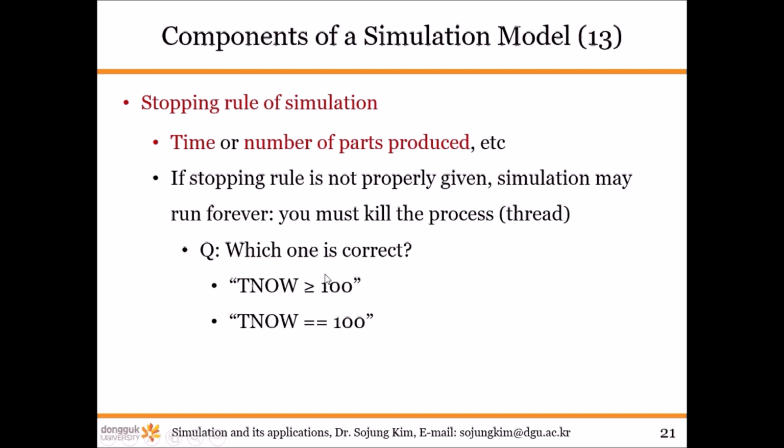So which one is correct? Think about it. One is TNOW greater than 100. The next one is TNOW equal to 100. Which one is correct? The answer is the first one. So this is correct. Why? Because we are using discrete event simulation, right? So the time will be considered when there is an event, right?